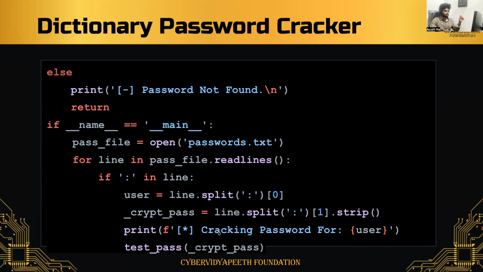After that, it will print that it is now cracking the password for this user, because in the file there can be two, three, or multiple users. So after that it will pass the argument into the test pass function.